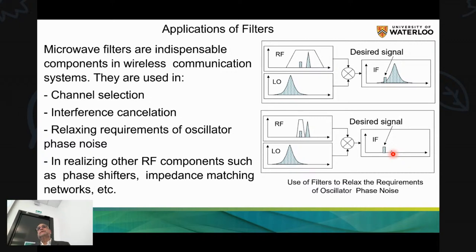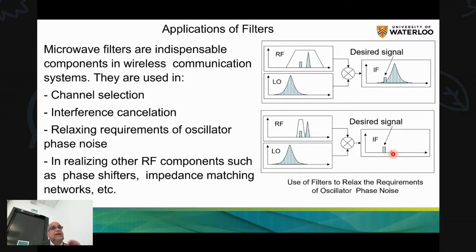Also, filters are used not only for filtering, they are used for many other applications. You can make a phase shifter using filters. You can make an impedance matching network using filters. We have papers coming on how to use filters to realize very interesting impedance matching networks for antenna applications. It's just a two-port network which you can shape and play with, so it allows you to realize many, many components. So certainly there are tremendous applications of filters.